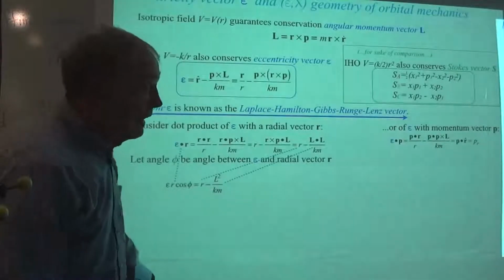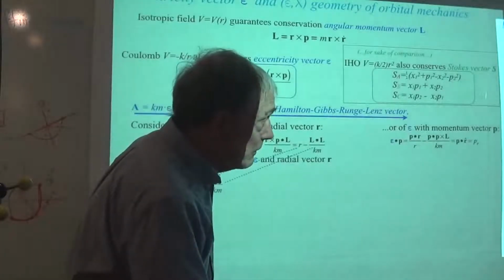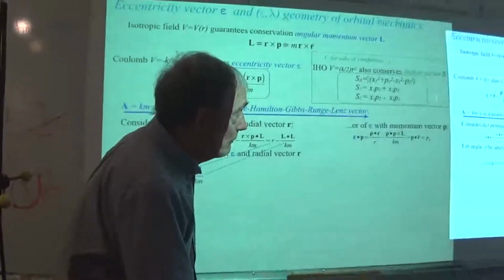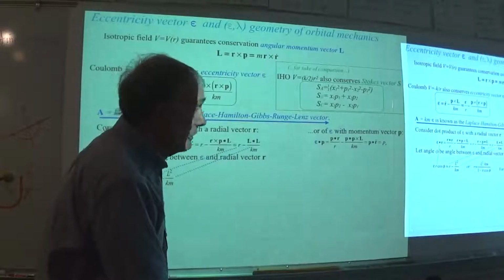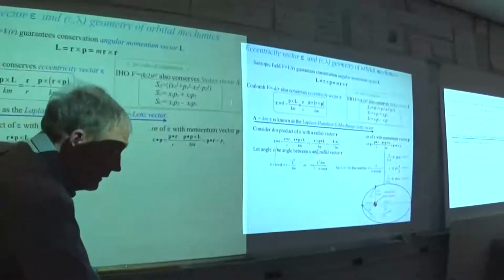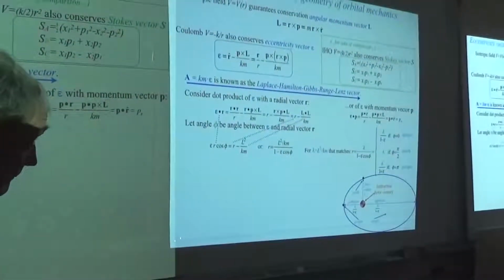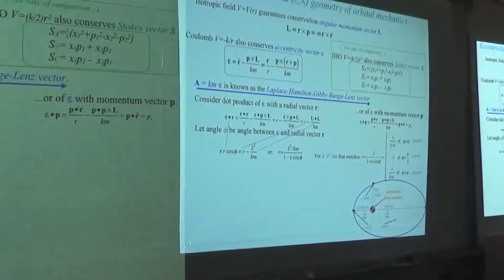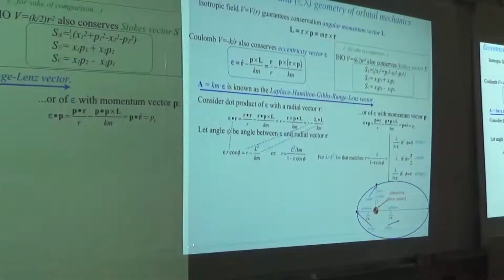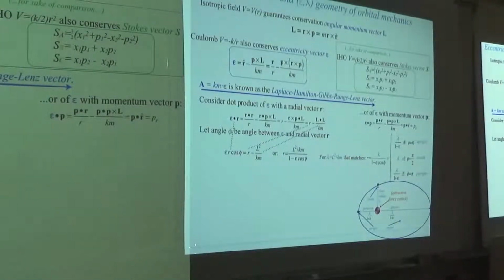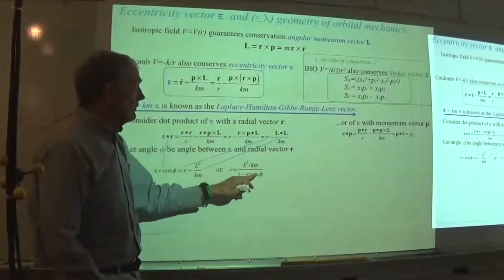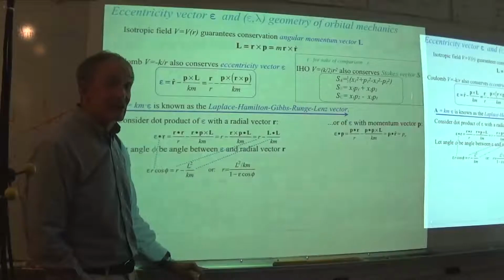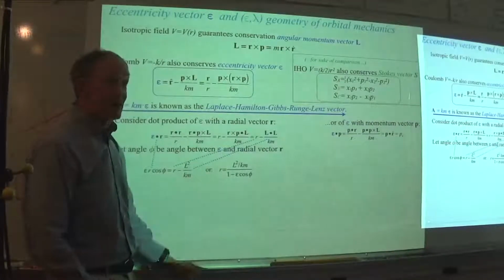Anyway, there are the components of our hopefully intelligent geometry. And you can see right away from looking at that center screen, that's how it matches. Just writing the dot product of epsilon with r and letting the algebra adjust a little bit, I can get r equal L squared over km divided by 1 minus epsilon cosine. Sound familiar? That's the equation of a general conic.